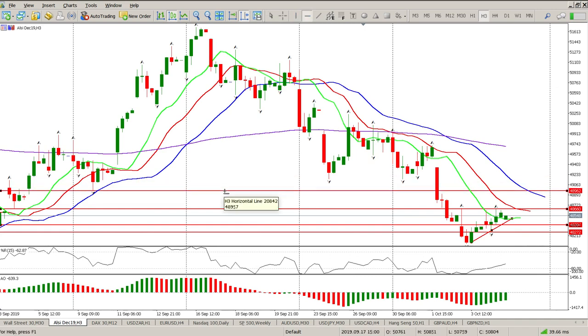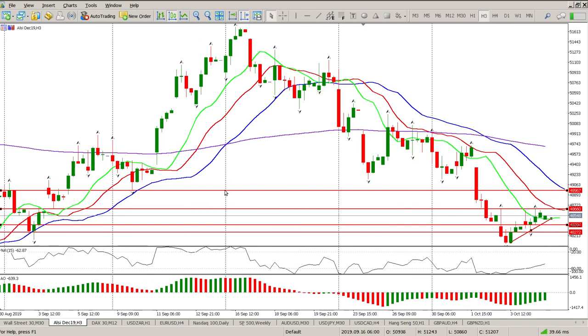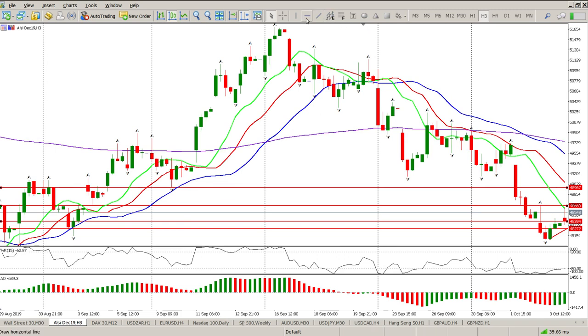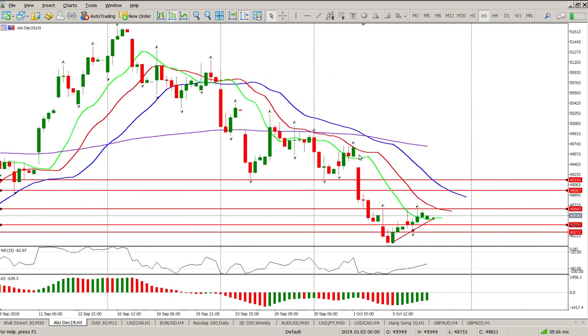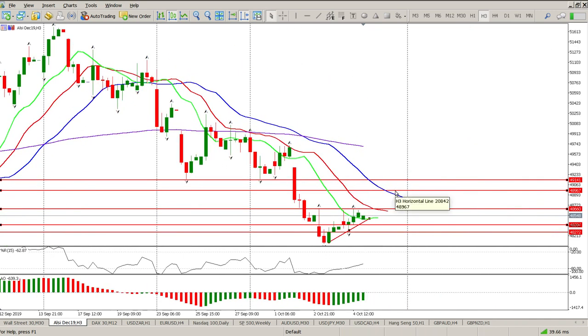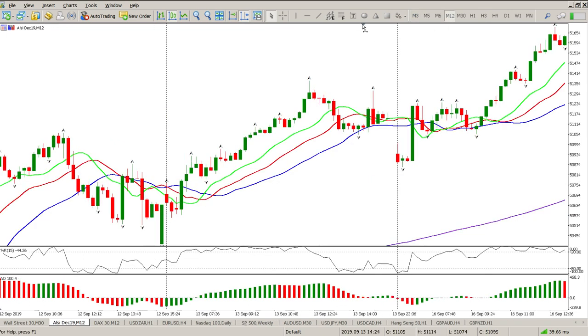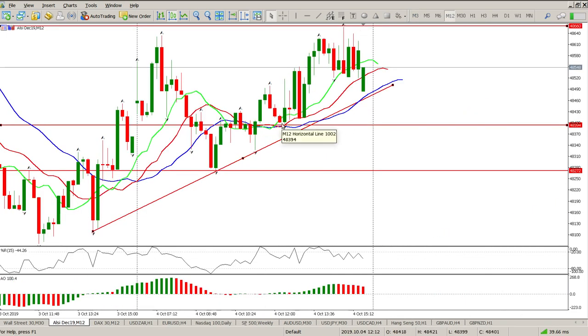If we do move to the upside for any reason, then I'd be watching for a selling opportunity between 48,967 and 49,142. Okay, but for me at the moment, wait for these fractals on the 12 minutes. So this fractal is not really a decent entry. This is my entry here. And there's no wise man number one or anything like that either. So just a lot of confusion.